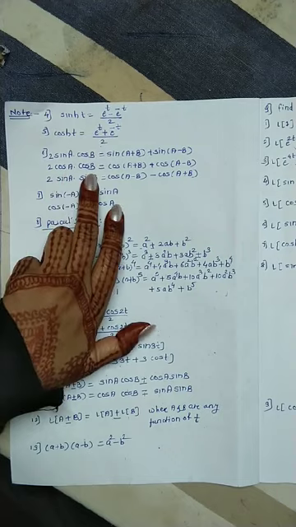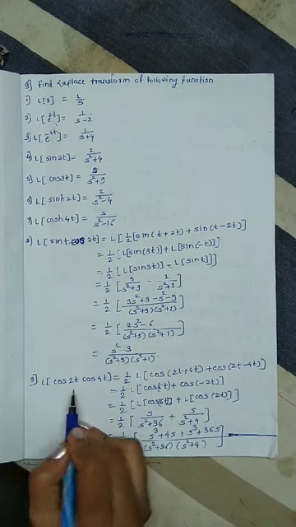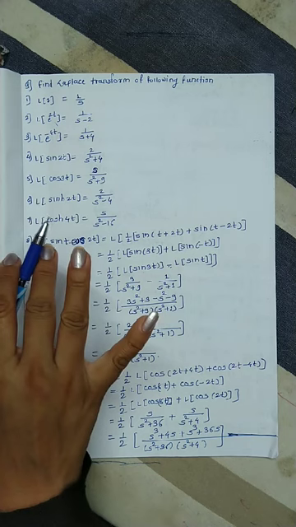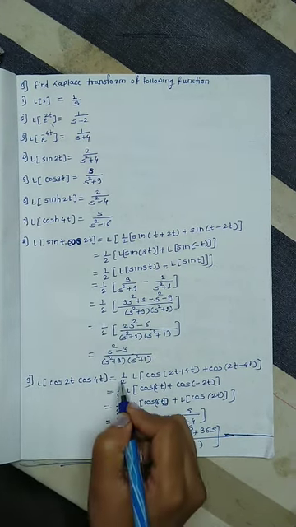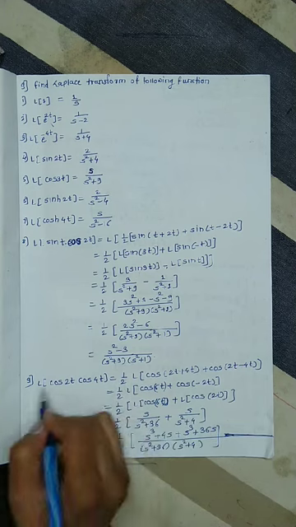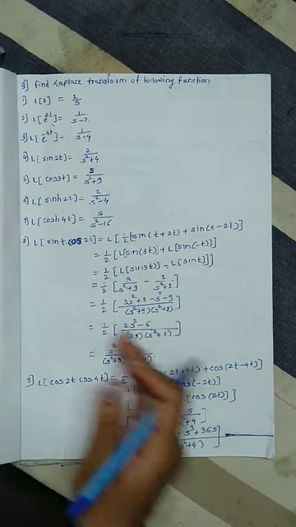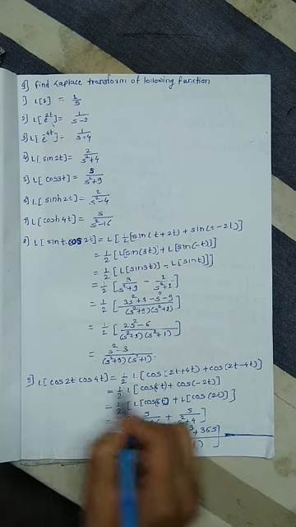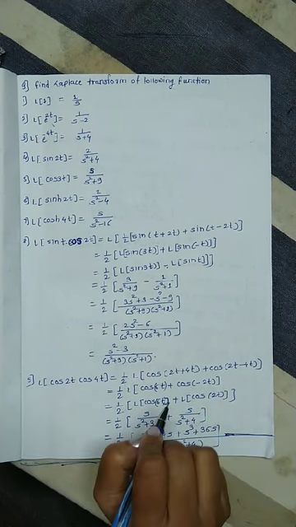For this formula, 2 cos a cos b, we have to use the second formula. Now a is 2t, b is 4t. In the formula, only 2 is there, not the half, so you have to take 2 on this side everywhere: 1 by 2, that is half. Laplace as it is. Like derivative and integration, whenever constants are there you can take them outside the Laplace. Half Laplace of cos a cos b is cos a plus b plus cos a minus b.